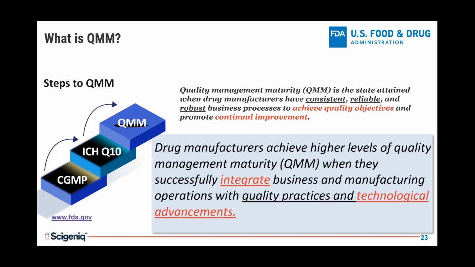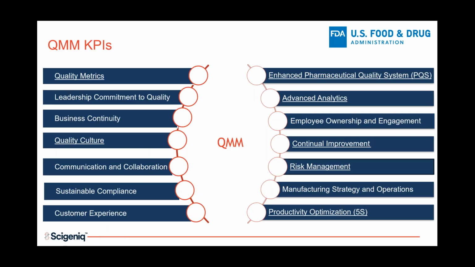Okay, another verse here from the FDA website that says that manufacturers, to achieve a higher level of quality management maturity, need to have successful integration between business and manufacturing operations with quality practices and technological advancement. So again here, the FDA is hinting that you need to utilize technological advancement in order to get into a higher ranking in your quality management maturity. Can you move to the next slide, Joel?